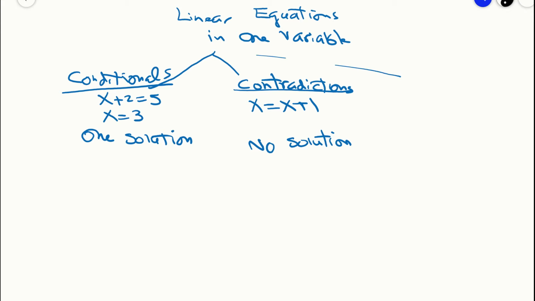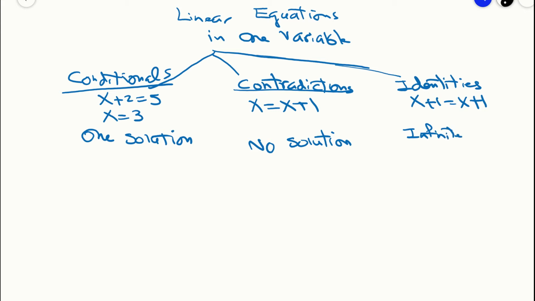And finally, you have the kind where every real number is a solution. Those are called identities, right? Equations such as x plus 1 equals x plus 1, right? Something like that. Any real number would make that true. So these will have infinitely many solutions, right?